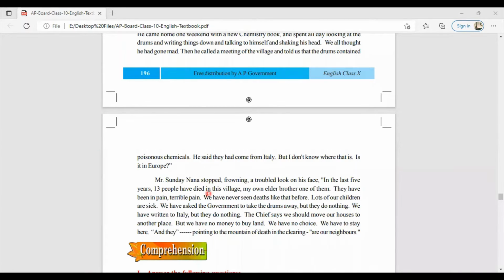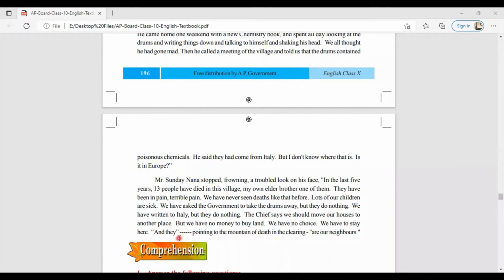So when they explained everything, what happened? Do you think they listened to him? No. What did they say? The chief says that we should move our houses to another place. But they don't have money or land, and to buy land also, they don't have such money. So they don't have any option. They have to stay there itself.